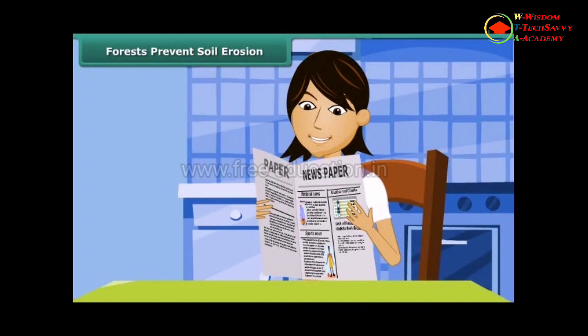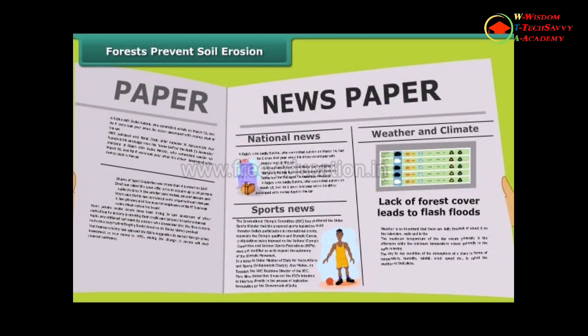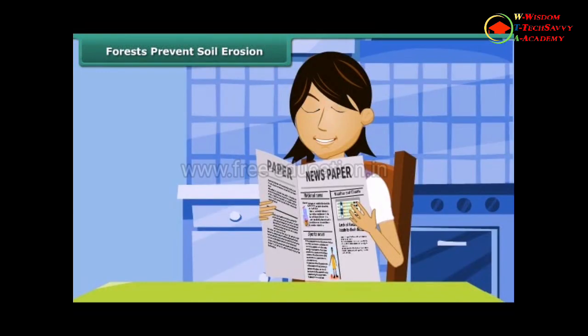Lena comes across a headline in the newspaper. Lack of forest cover leads to flash floods. She is eager to know the connection between forests and floods.